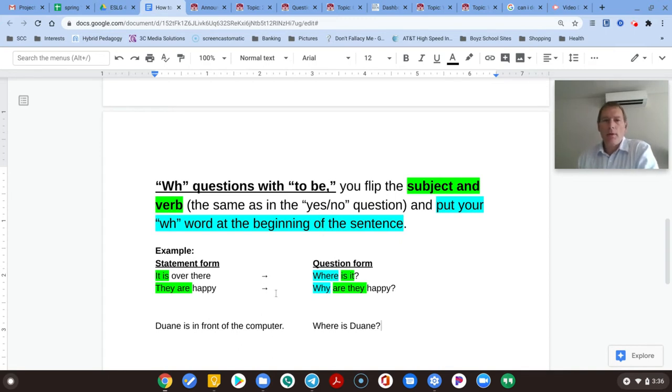So when you have WH questions, same as in the yes/no question, you flip the subject and verb when the verb is to be. And then you put your WH word at the beginning. So it is over there in the question, you say, where is it? Flip. They are in the statement becomes what? They are happy in the statement becomes why are they happy?